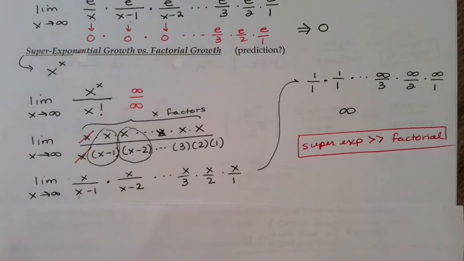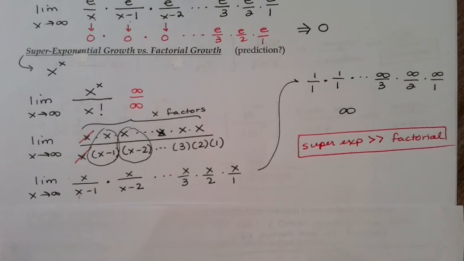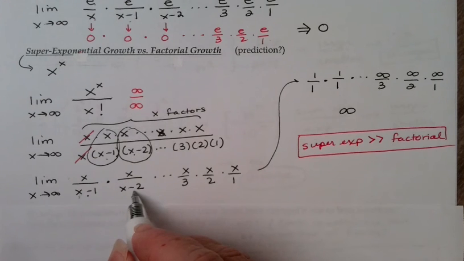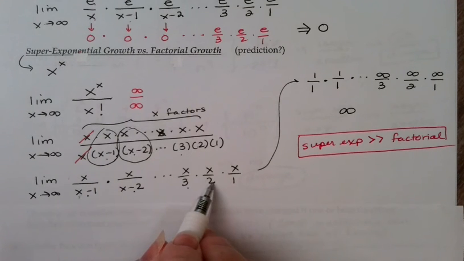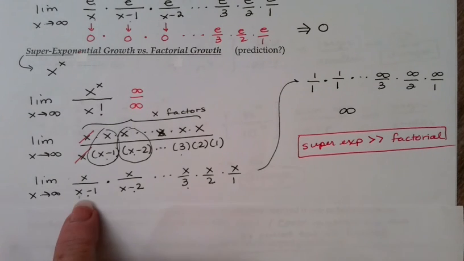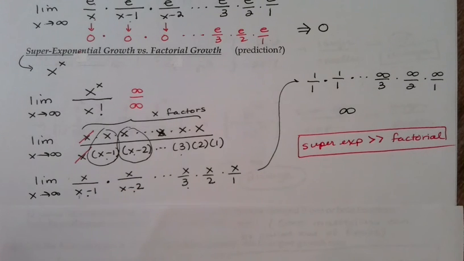Once again, let's break this up just like we did before. I can go ahead and cancel those first x's, just get rid of them. And then my next fraction would be x over x minus 1. And that would be multiplied by x over x minus 2, etc. The last few, x over 3, x over 2, x over 1. Okay. All right, these first couple, I actually can now use L'Hopital's rule, right? Infinity over infinity, derivative of the top is 1, derivative of the bottom is 1. Same thing here. Derivative of the top and the bottom, both 1s.